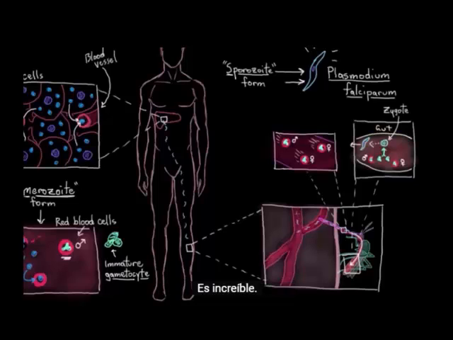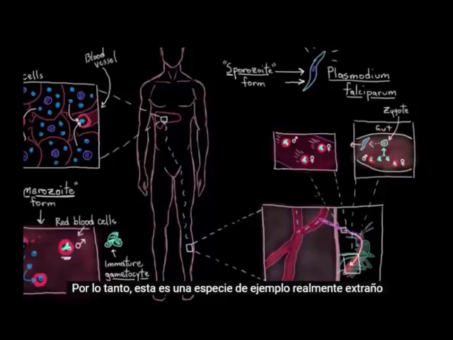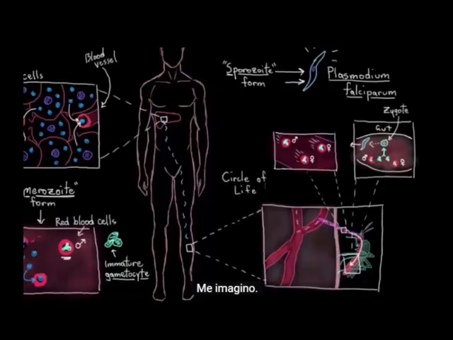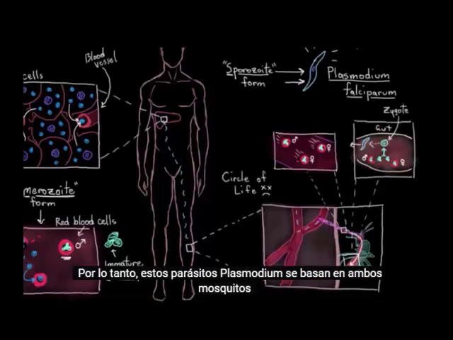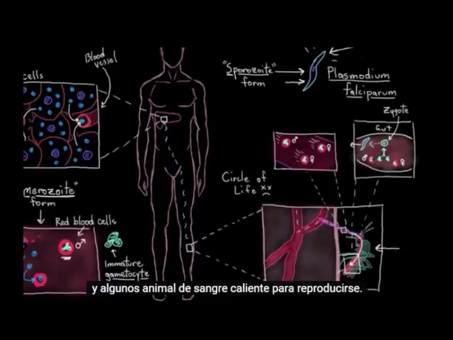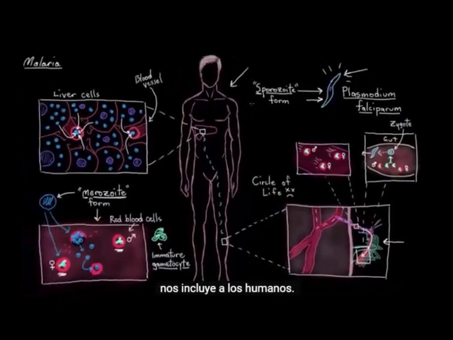It's incredible. So this is a really bizarre example of the circle of life. Probably not the kind of example you had in mind when you were watching The Lion King, I'd imagine. So these plasmodium parasites rely on both mosquitoes and some warm-blooded animal to reproduce. Unfortunately, this group of warm-blooded animals includes us humans.